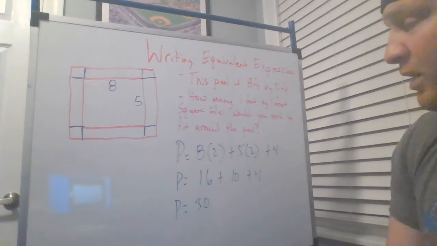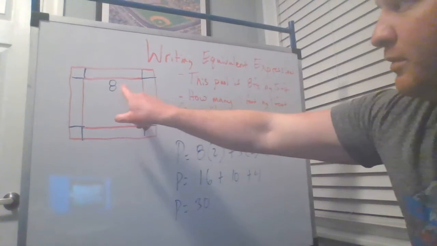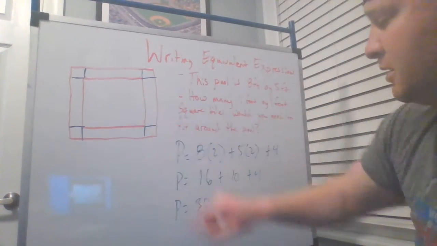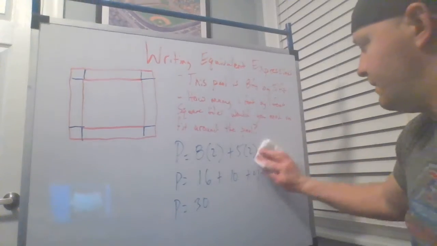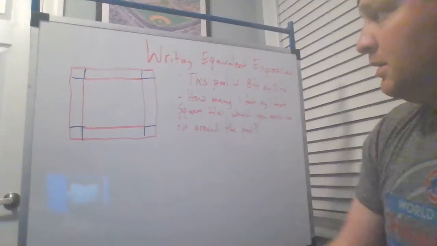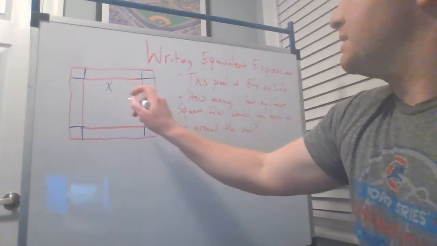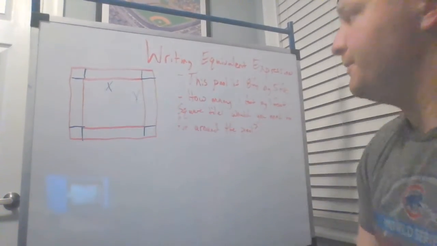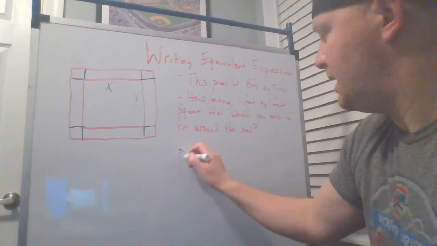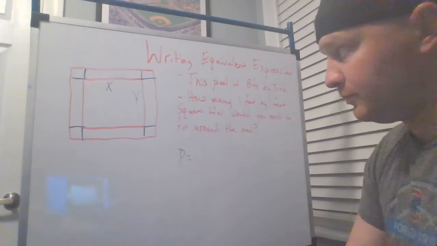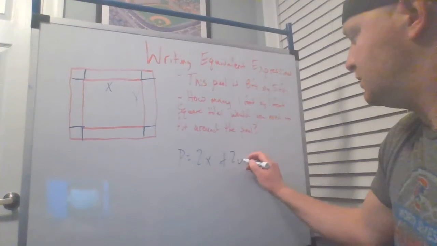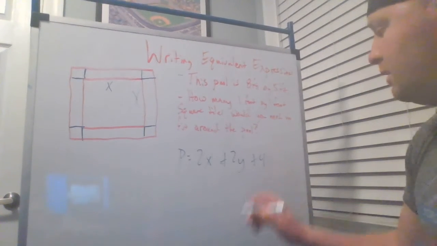Now, let's say we don't know what these lengths are, but I know that they're different lengths. If they're different, they're going to be different letters. So let's start from the top. Those are the numbers. Now let's call this length X and this length Y. Just going through the motions, if I've got my perimeter, I've got 2X plus 2Y plus 4.